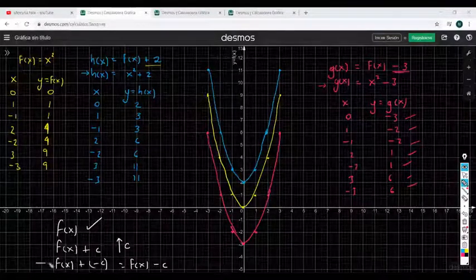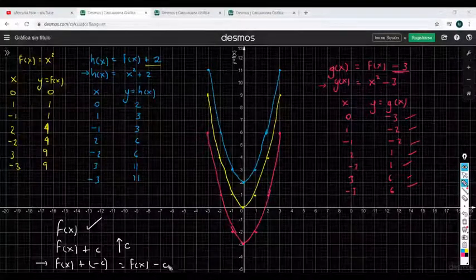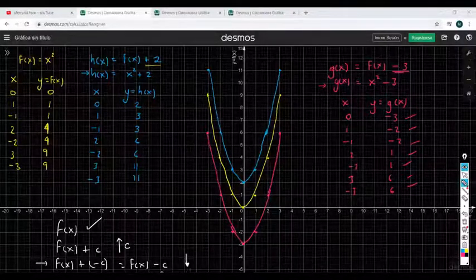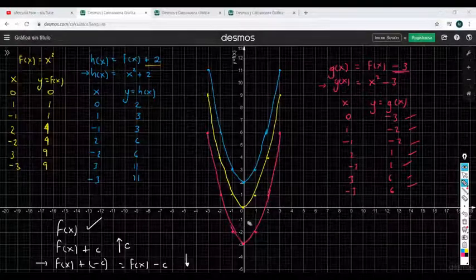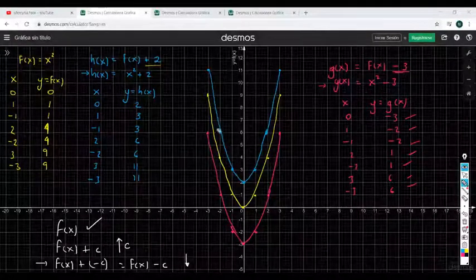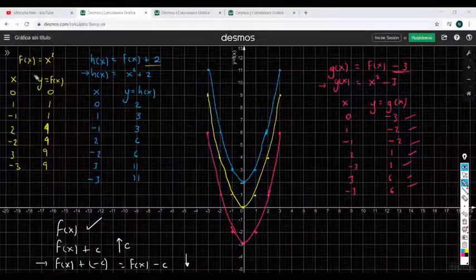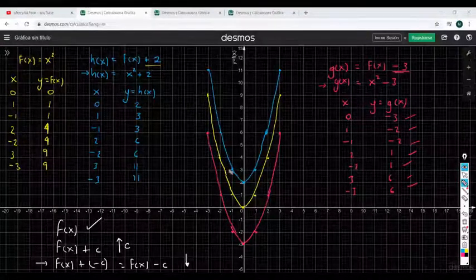Then the graph of this other function is going to be the same as the graph of f. It's going to look exactly the same, only displaced downwards by c units. Just like this red parabola is displaced 3 units, you see the negative sign, with respect to the original, let's say, parent graph, which is this. Okay, so that's the idea, guys.